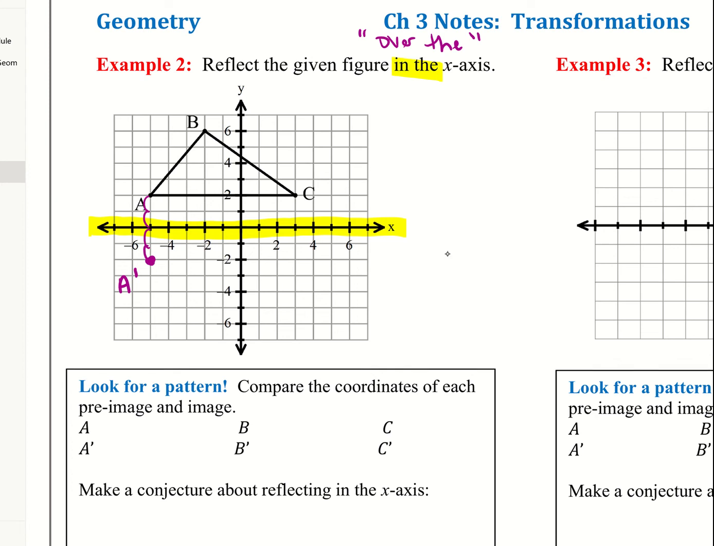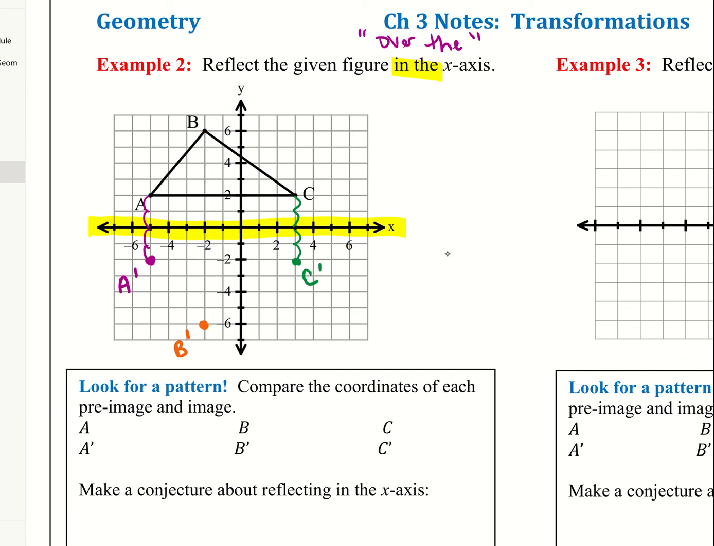B currently is 1, 2, 3, 4, 5, 6 units above my line of reflection or my mirror line. I'm going to make it 6 units below. 1, 2, 3, 4, 5, 6. I'm going to name that B prime. C is currently 2 units above. I'm going to make it 2 units below. Notice I'm not moving it left or right, I'm just flipping it above or below.